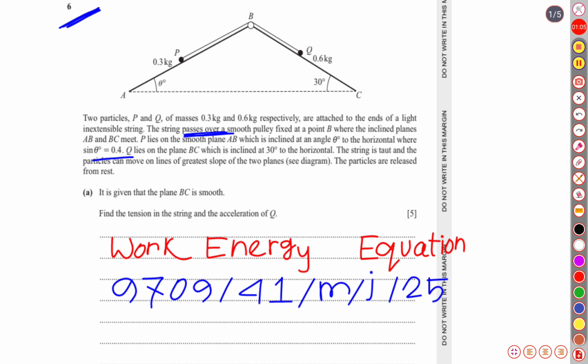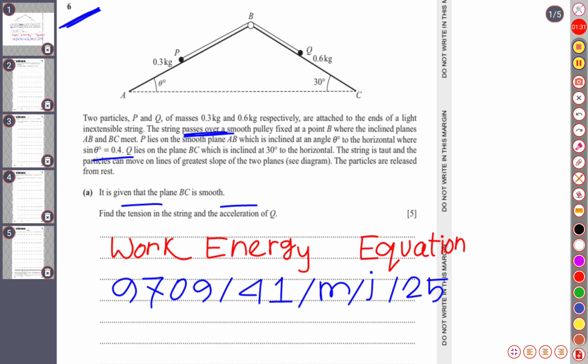Q lies on the plane BC, which is inclined at 30 degrees to the horizontal. The string is taut and the particles can move on a line of greatest slope of the two planes. The particles are released from rest. And actually we are not going to solve question A. Question A is about tension and acceleration, which has already been solved. So let's move on to question B.